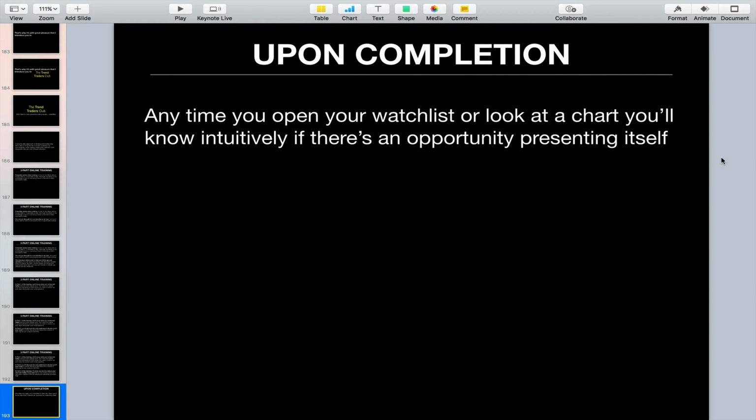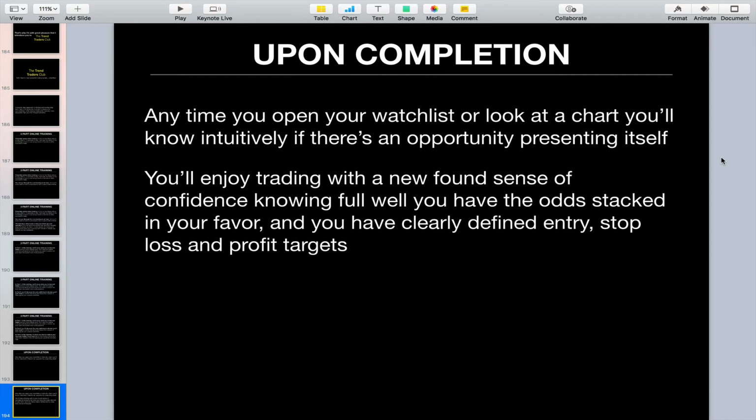So on completion of this training, which you can be finished tonight before dinner if you want to, anytime you open your watch list or you look at a chart, you'll know intuitively if there's an opportunity presenting itself. You'll enjoy trading with a newfound sense of confidence, knowing full well that you have the odds stacked in your favor and you have clearly defined entry, stop loss and profit targets before you put the trade on.